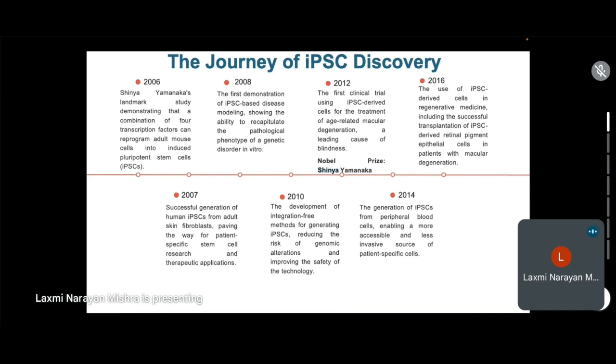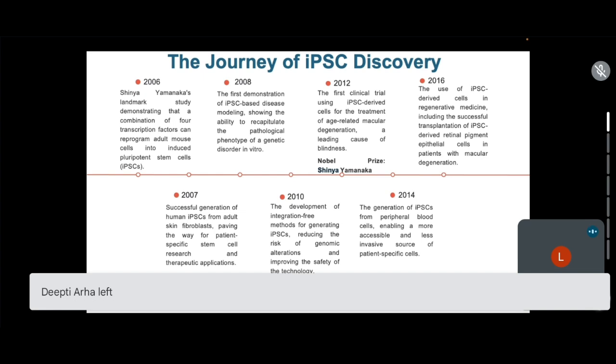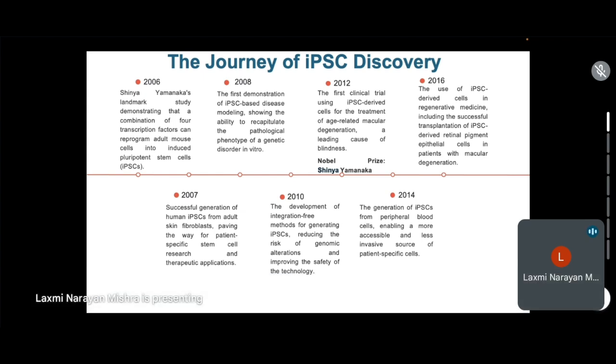So in 2006, Yamanaka's landmark study demonstrated that a combination of 4 transcription factors can reprogram adult mouse cells into induced pluripotent stem cells. So we only need 4 factors. And in 2007, it was shown that human iPSCs can be generated from skin fibroblasts. Most of the skin fibroblasts come from foreskin from the penis. Those are the cells which are easily available, and that paves the way for patient-specific stem cell research and therapeutic applications.